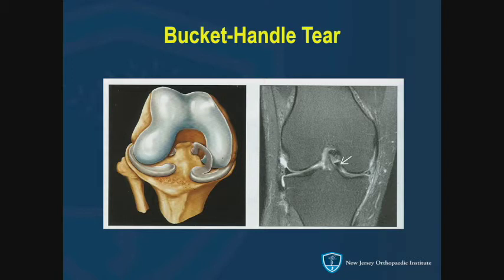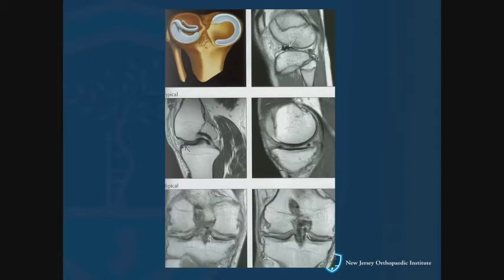A bucket handle tear is when a large piece of the meniscus flips where it's not supposed to be. You'll notice on this MRI there's a portion of the meniscus that should not be there. And out here, if you compare it to the other side, there's a piece of the meniscus missing. And up here, the posterior horn of the meniscus that's back here is gone and sitting in the front part of the knee.